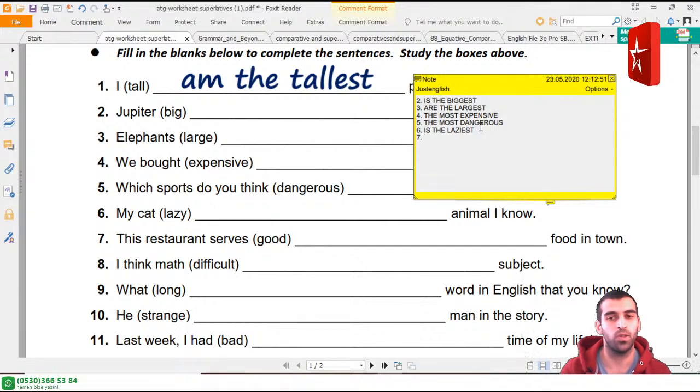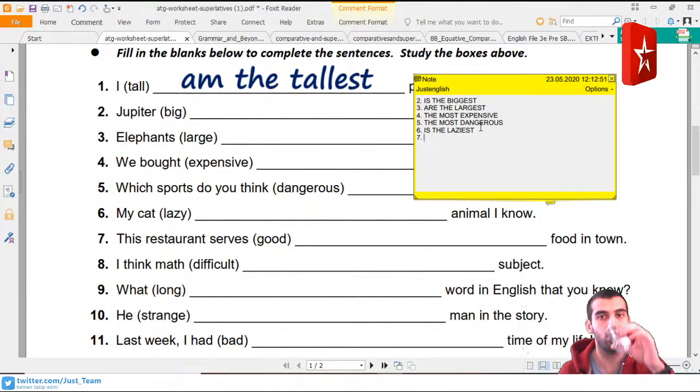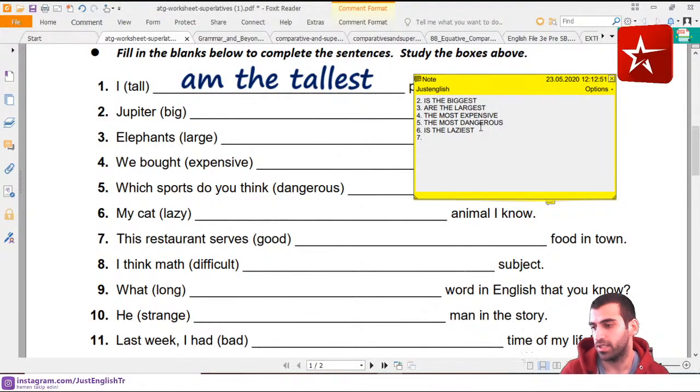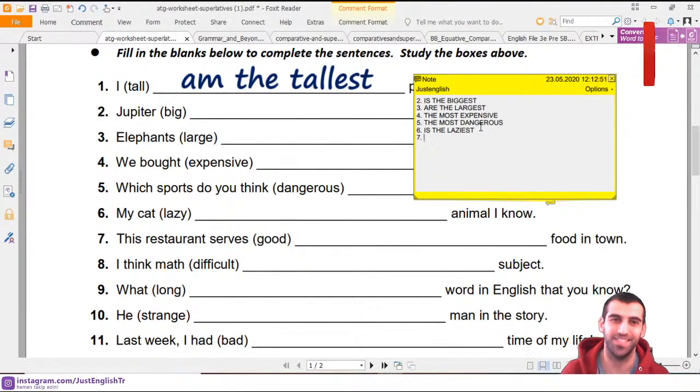This restaurant serves. Well, good is an irregular adjective, and we have to change it. Okay, so let me check your comments for number 7. This restaurant serves blah blah blah. Lazy. But Mr. Muhammed Türk Yılmaz says my cat isn't the laziest animal I know. Maybe your cat isn't lazy, but my cat is the laziest animal.